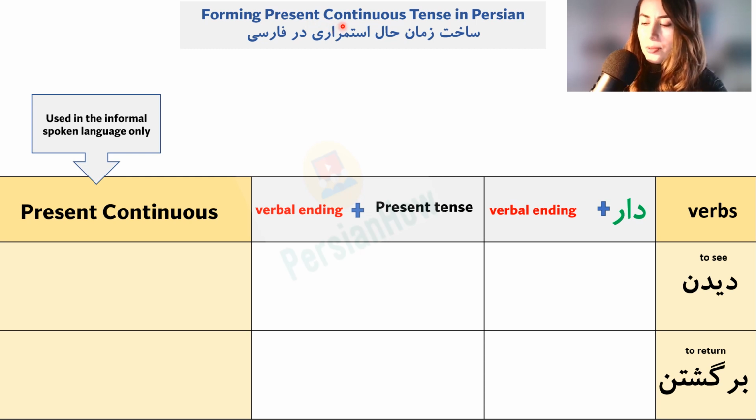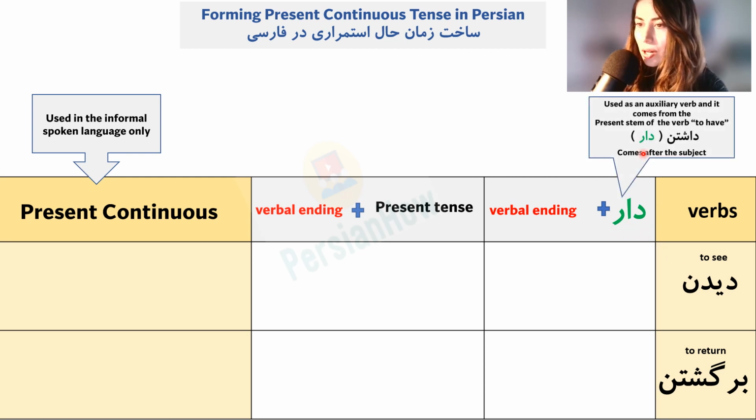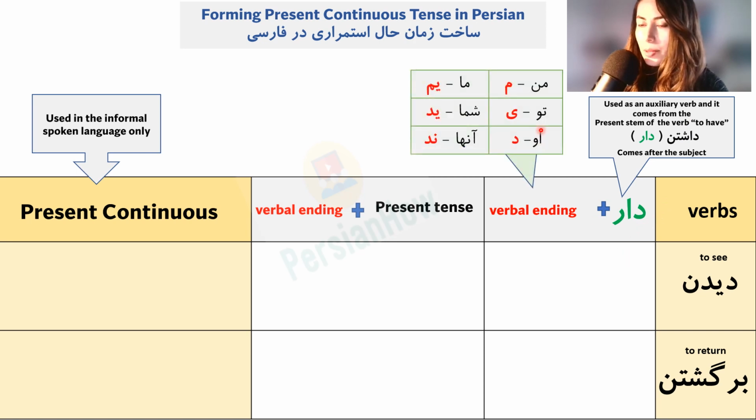Forming present continuous. We have two verbs here. Let's start with the first one. So دیدن, it means to see. So to form present continuous, first we need the auxiliary verb dar, which comes from the verb داشتن. It's the present stem of the verb داشتن, but here it is only used as an auxiliary verb. So we need to add the verb ending to the auxiliary verb. Let's say the subject is man, dar, am, daram. So this will be the auxiliary verb, and then we need the present tense.